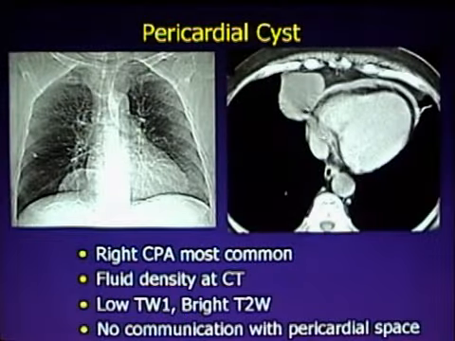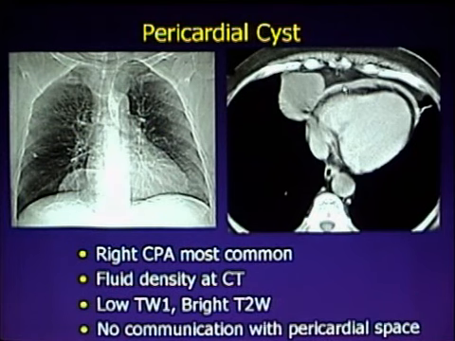So here's a typical pericardial cyst. In this case, we see the pericardium does in fact have a small amount of fluid, and it looks like it's in continuity with the pericardial space, but in fact there is no communication most of the time with the pericardial space. The right costophrenic angle region is the most common. Fluid density at CT, such as we're seeing here, is typical, with low signal with T1 weighting, bright signal with T2 weighting being typical MR characteristics.